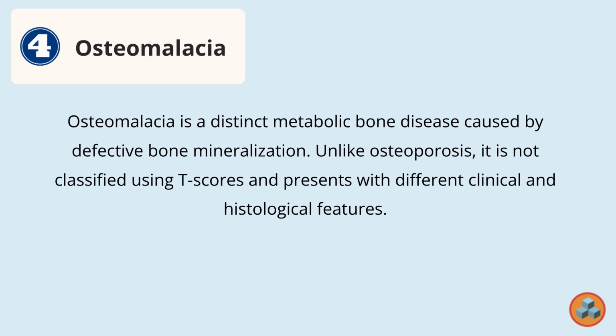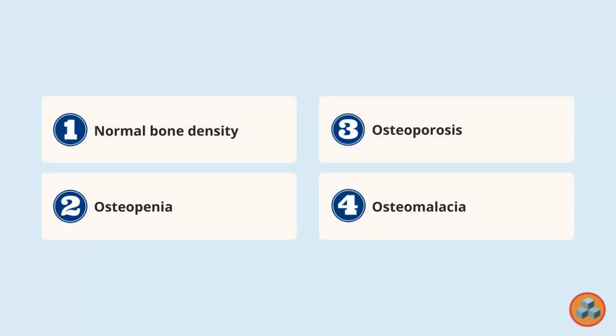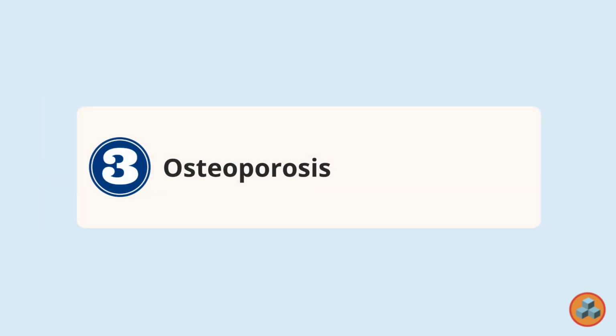Option 4, osteomalacia. Osteomalacia is a distinct metabolic bone disease caused by defective bone mineralization. Unlike osteoporosis, it is not classified using T-scores and presents with different clinical and histological features. When we look at all 4 options together, 3 of them either fall outside the correct T-score range or describe an entirely different condition. Only option 3 correctly applies the World Health Organization threshold to the given value of negative 2.8. The correct answer is option 3.